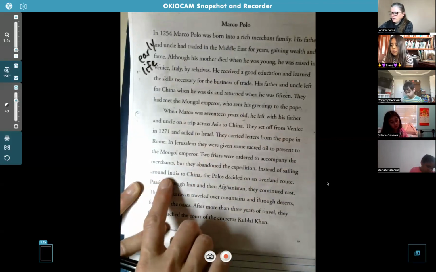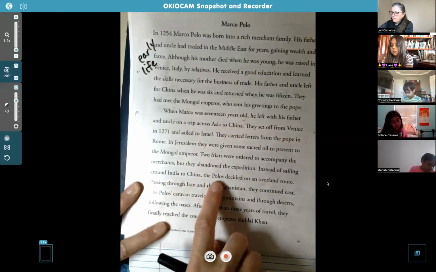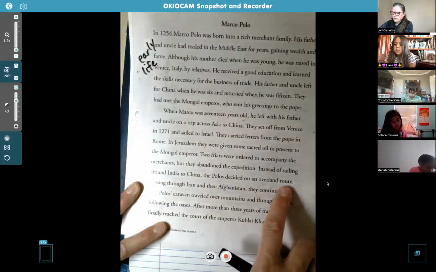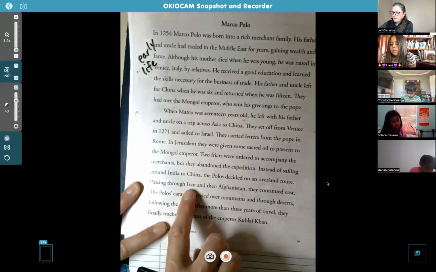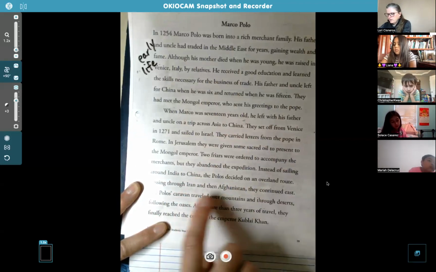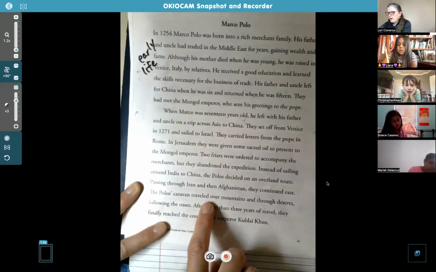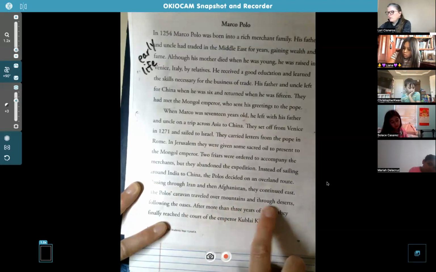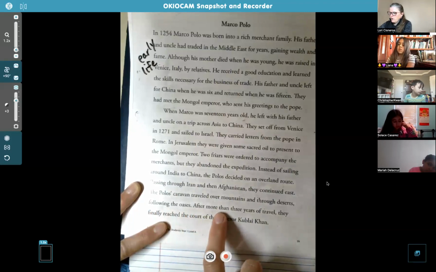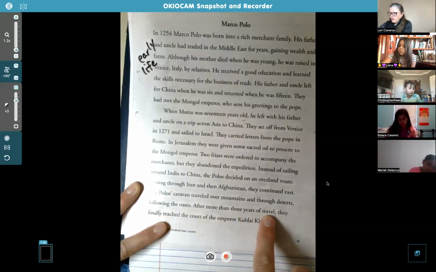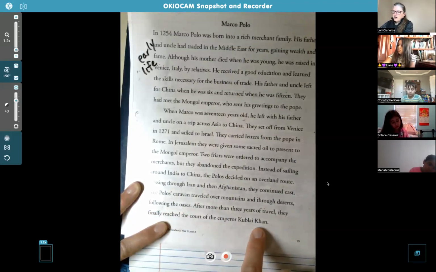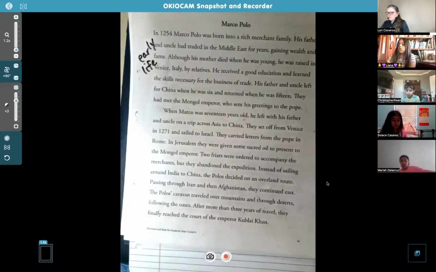Instead of sailing around India to China, the Polos decided on an overland route. Passing through Iran and Afghanistan, they continued east. The Polos' caravan traveled over mountains and through deserts, following the oasis. After more than 3 years of travel, they finally reached the court of the Emperor Kublai Khan. That was the name of the emperor.